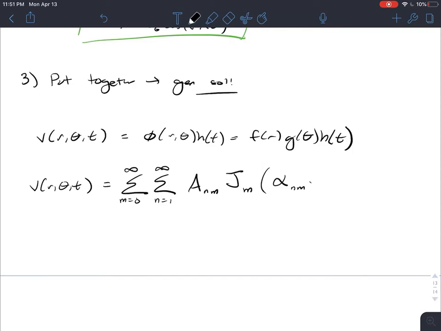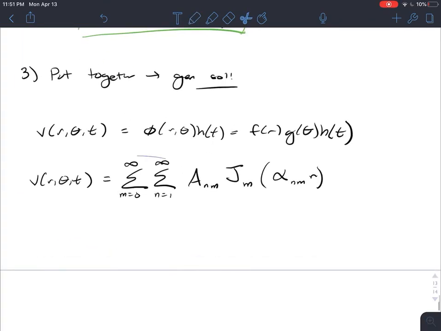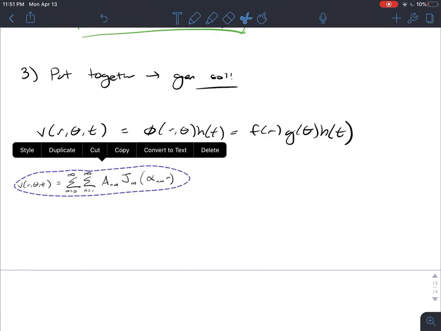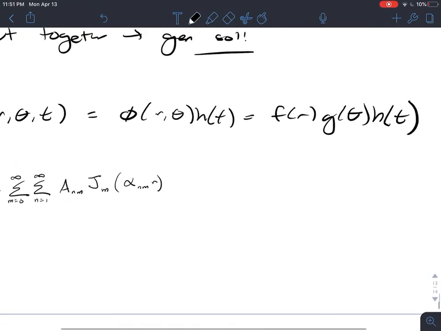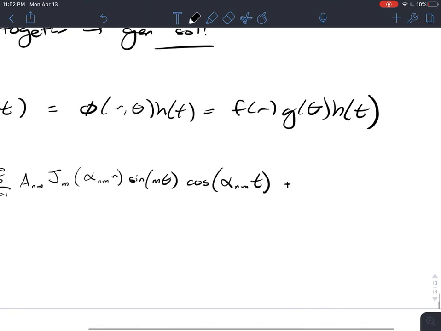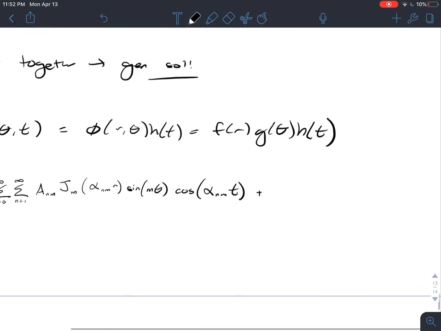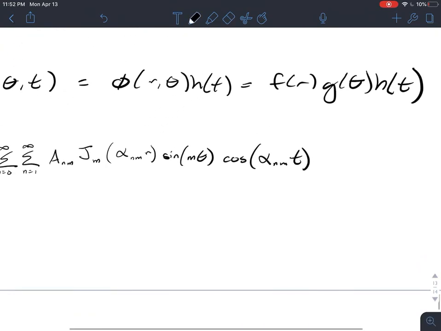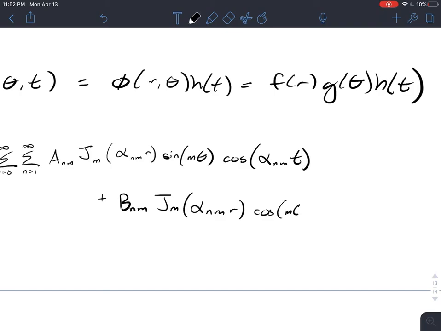alpha_nm r. I should write a lot smaller so we can write this all in one line. Alpha_nm r times g of theta. Let's do sine m theta times cosine of alpha_nm t, plus, let's do it on the second line so we don't make anything messy, plus b_nm J_m of square root lambda_nm r times cosine m theta times cosine alpha_nm t.